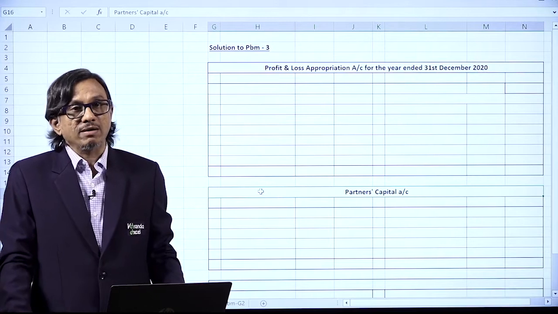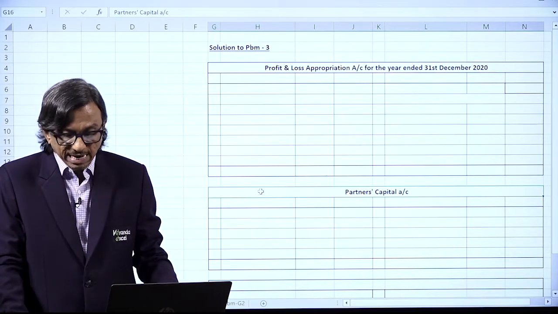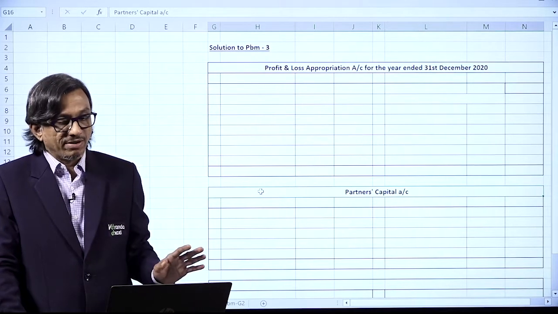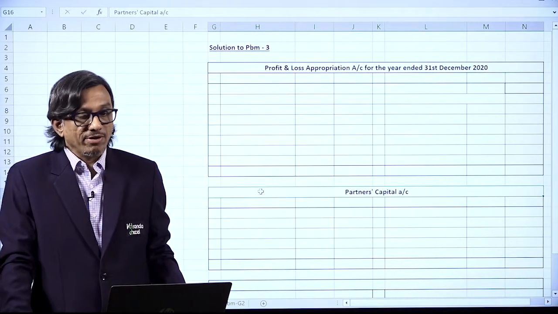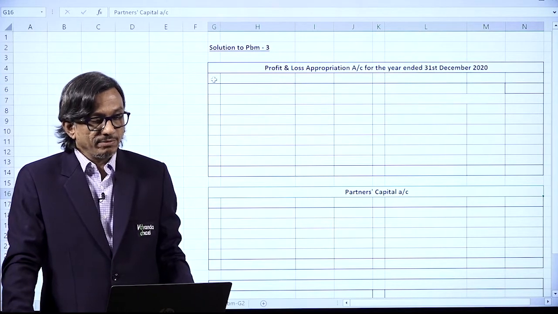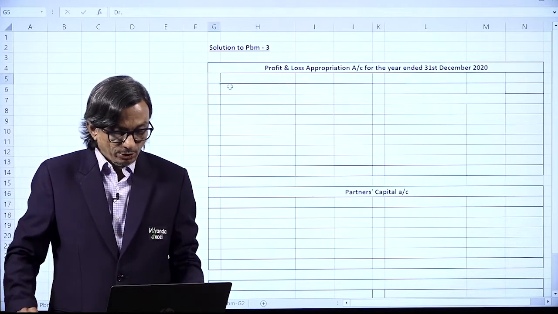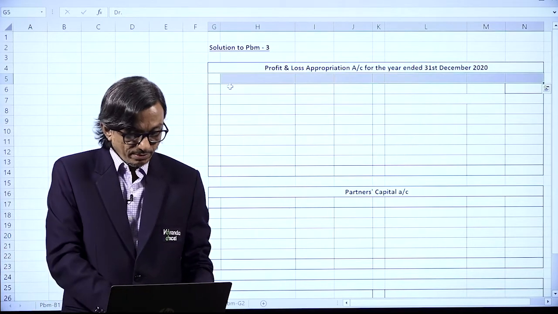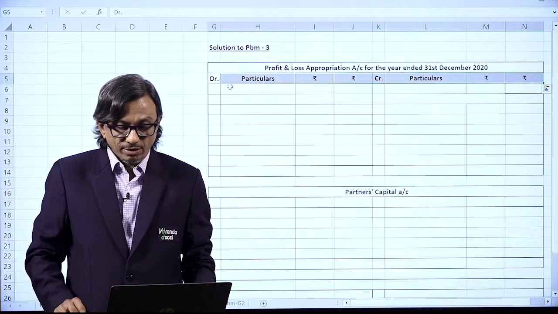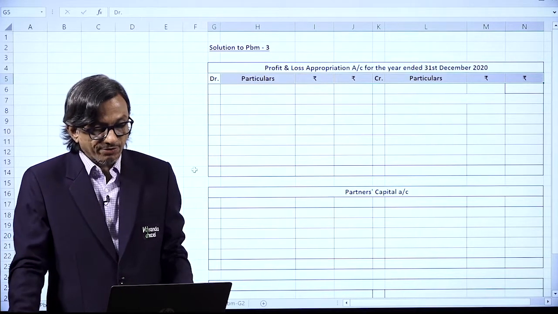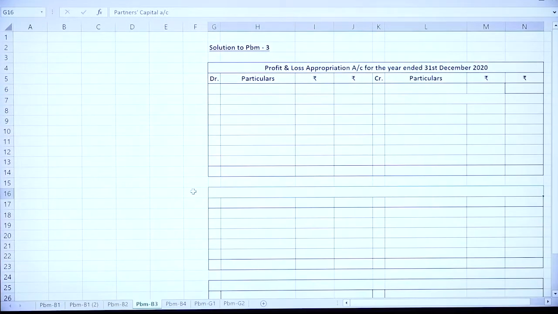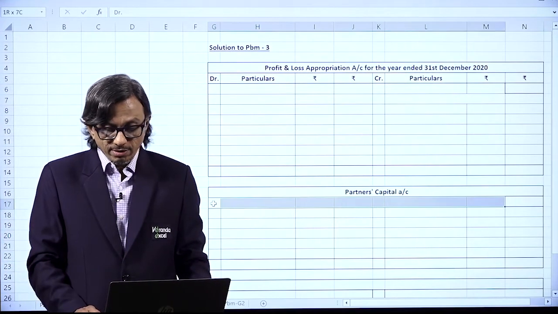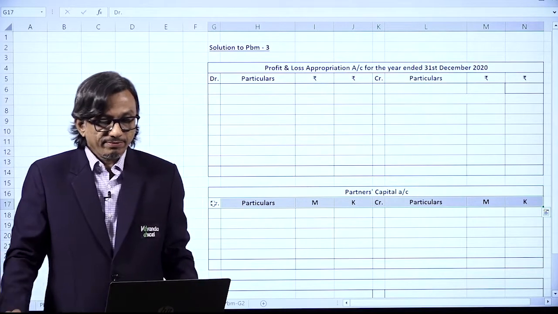Similarly, in the partners' capital account, only the salary to M is given. So whatever is already given will appear as it is, but we have to determine the other things. So let's do it in the proper format. Date, particulars and so on. Put it carefully and correctly. Partners' capital account, let's put all the headings correctly.